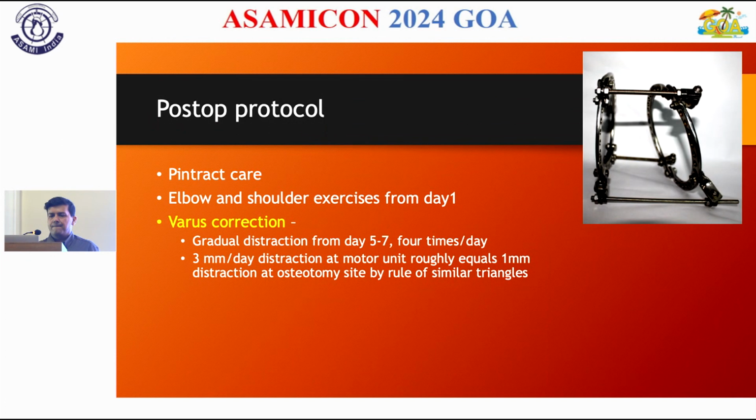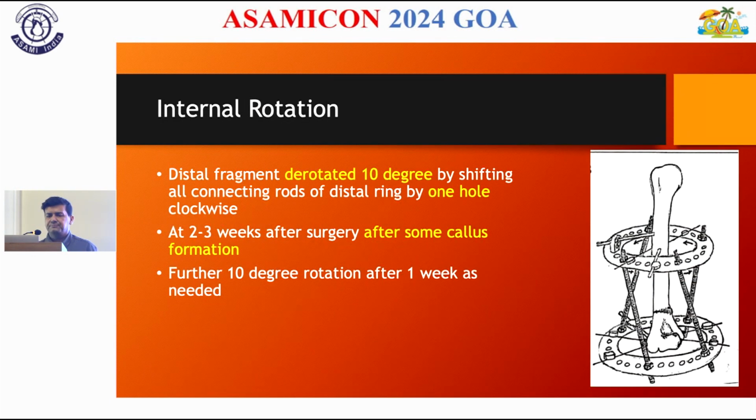So in the post-op period, the varus correction is started. We do a gradual distraction from day 5 to 7. Usually roughly 3 mm distraction per day at the motor unit corresponds to 1 mm distraction at the osteotomy site, if you measure it by the rule of similar triangles.